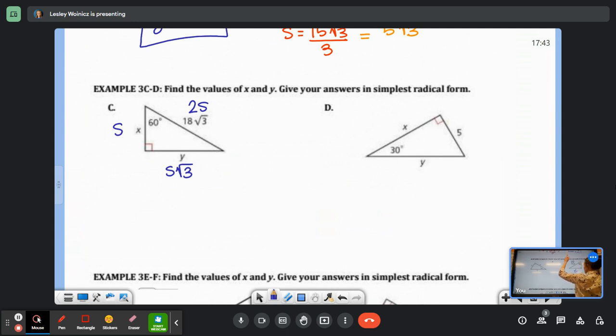So what I know is that 2s equals 18 root 3. So let's write that down. 2s equals 18 root 3. So to find s, I'll just divide by 2. Divide by 2, divide by 2, and I get s equals 9 root 3. So my s is this x short side, so x equals 9 root 3.